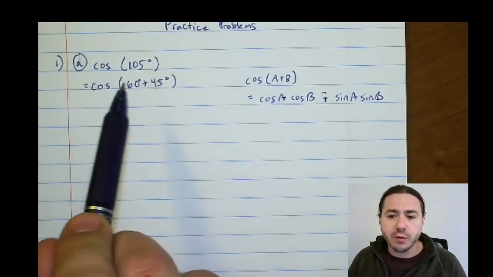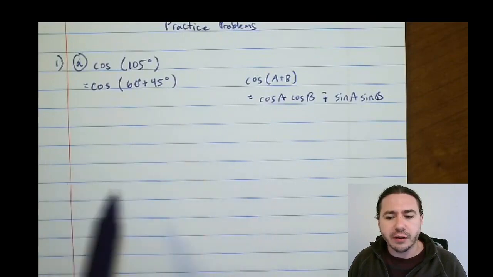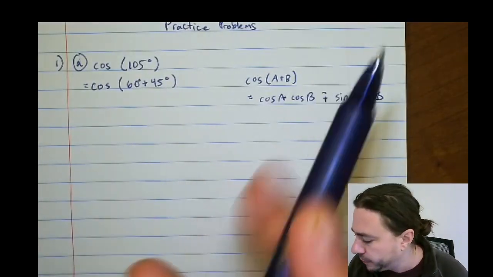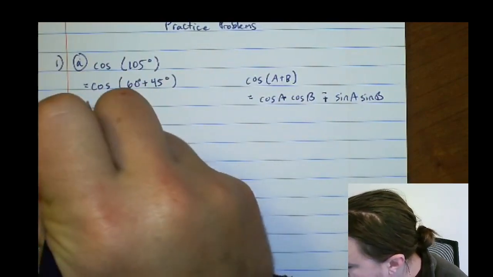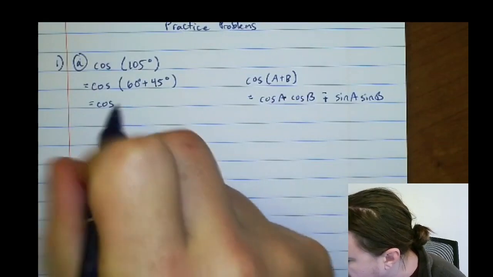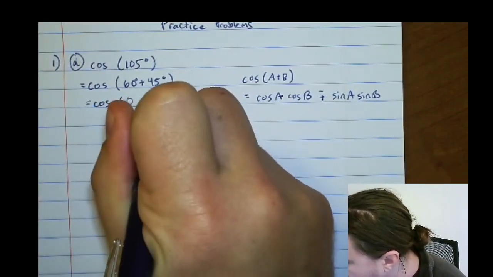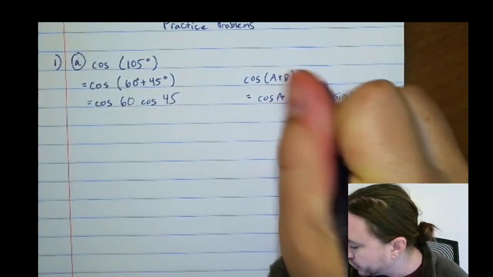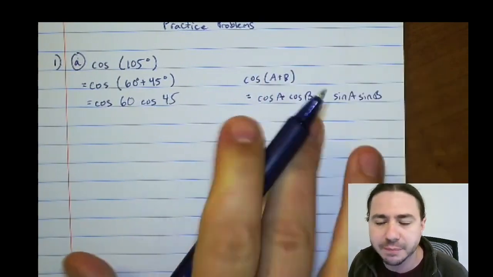And if you wrote this backwards, if you did like 45 plus 60, that's fine. Again, your final answer might look a little different, but it should be equivalent. So let's go ahead and fill in everything we know here. So equals cosine of A, so that'll be 60, times cosine of B, which is 45. Oops, I should not have done minus plus there. We're definitely doing plus here, so this should be minus, my bad.